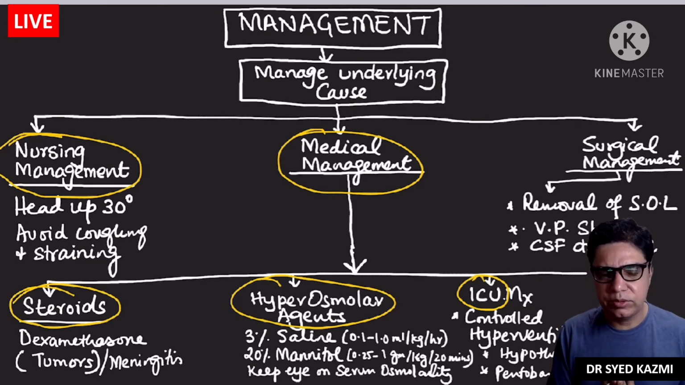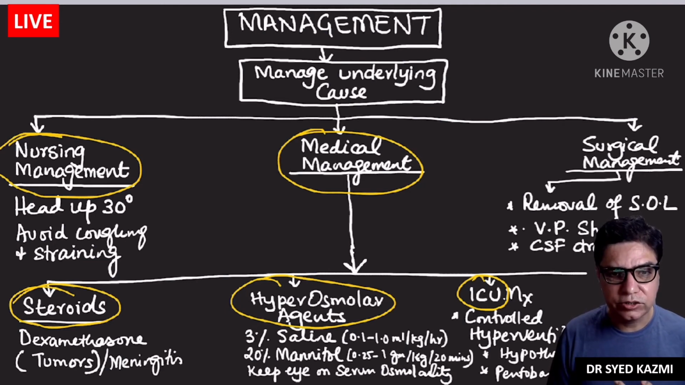Hyperosmolar agents can be used in a variety of settings, mostly in traumatic brain injury. We also use them in cerebral edema secondary to diabetic ketoacidosis. Remember, cerebral edema due to diabetic ketoacidosis is one of the most dreaded complications of type 1 diabetes. Here in the UK, I think annually 9-10 children die because of cerebral edema every year.